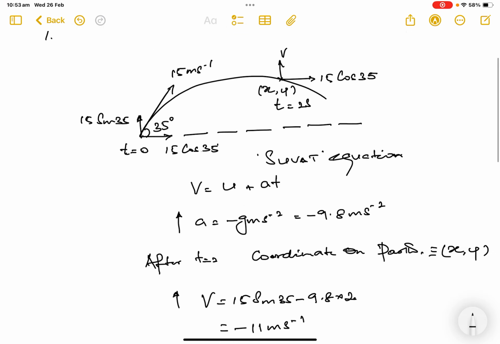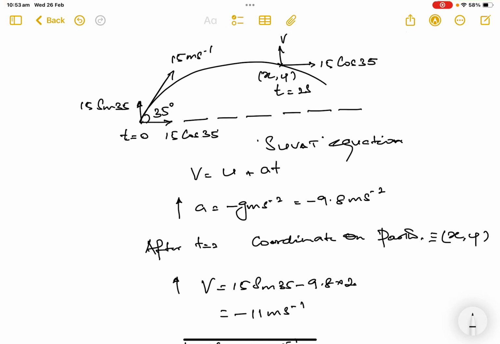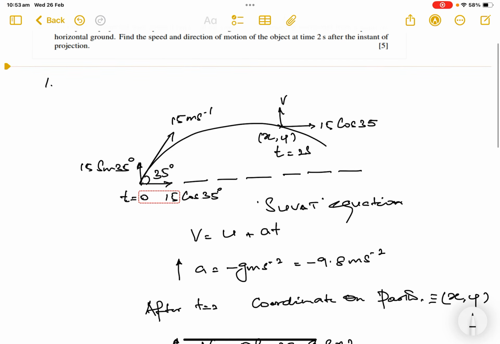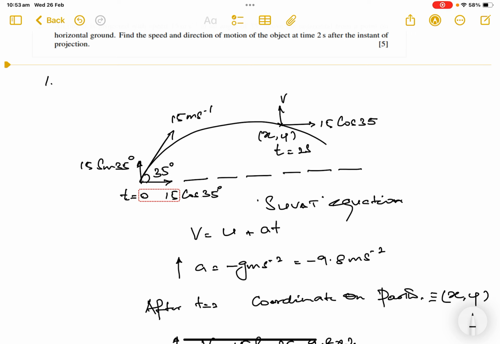The speed can be divided into horizontal and vertical components, because we're going to use the SUVAT equations in those two directions. So horizontally it is 15 cos 35 degrees, and vertically 15 sin 35 degrees, at t equals 0. Then at the point x, y, which I could call P, t is 2 seconds.